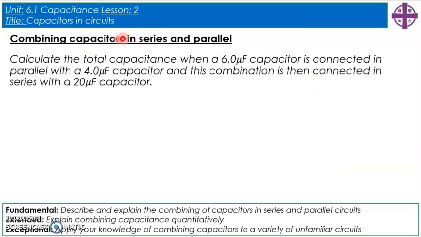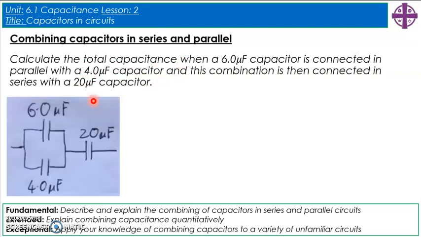Looking at combining capacitors now in series and in parallel, we've got a 6 microfarad capacitor connected in parallel with a 4 microfarad capacitor, and then that is connected in series with a 20 microfarad capacitor. What's the total capacitance? Well, this is going to be my diagram. I've got 6, 4 and 20. What I'm going to do first of all is think about this as one capacitor. So I'm going to work out the total capacitance of this parallel section, and then I'll treat that as a single capacitor in series with the other. So first of all, let's do the parallel bit.